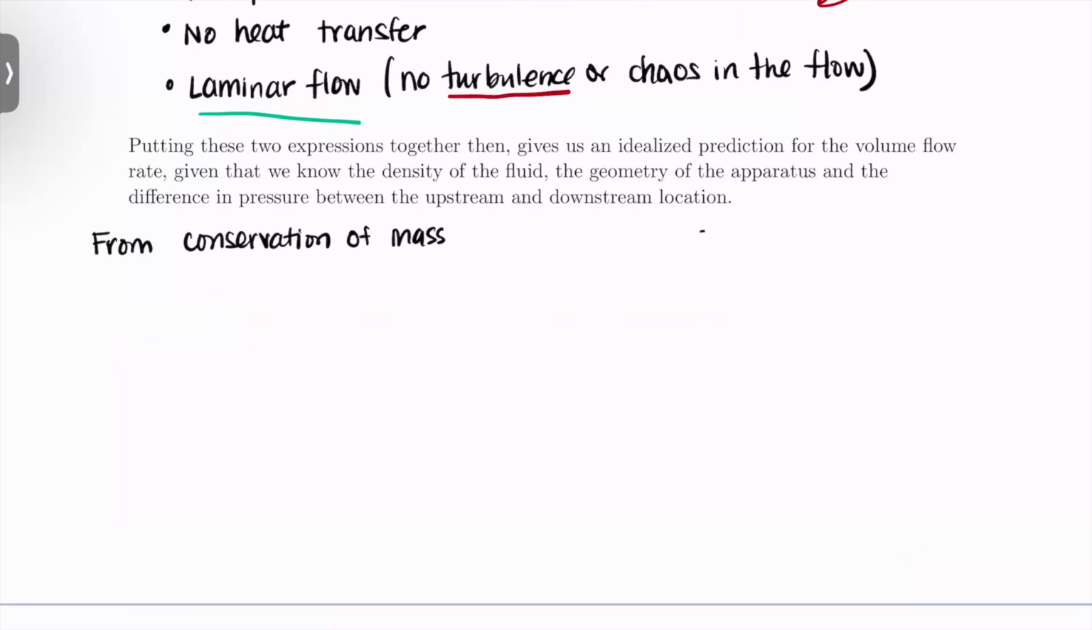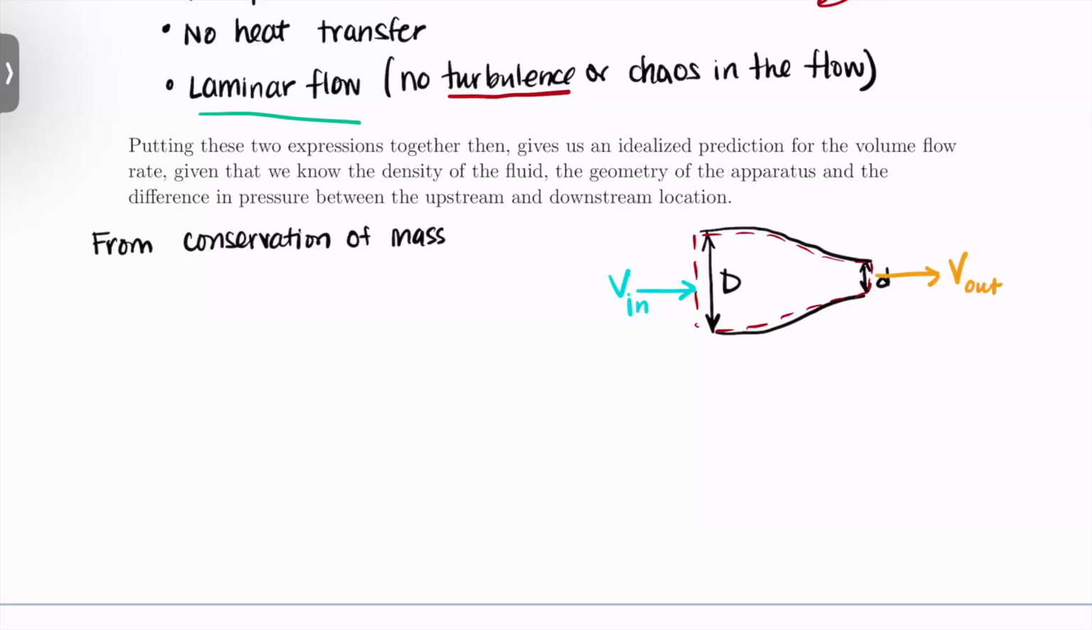So if I just draw the apparatus, we essentially have this. We have a big inlet diameter, and then I'm going to call this lowercase d our smaller outlet diameter. And I'm going to draw my open system, or my control volume, like this. Okay, so we're going to have a velocity coming in, I'll call this V in, and then a velocity going out, V out.